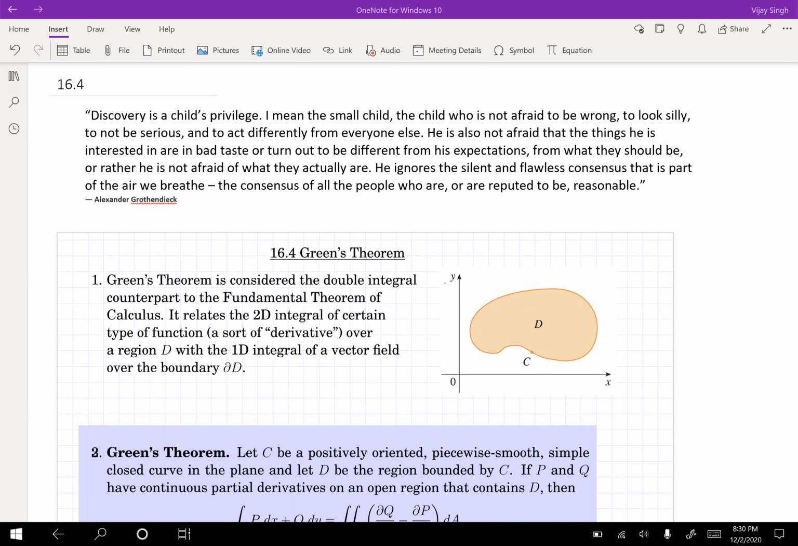Welcome, students. We want to talk about Green's theorem today. Before that, I'll read this quote by Alexander Grothendieck. He was a well-known algebraic geometer. Discovery is a child's privilege.